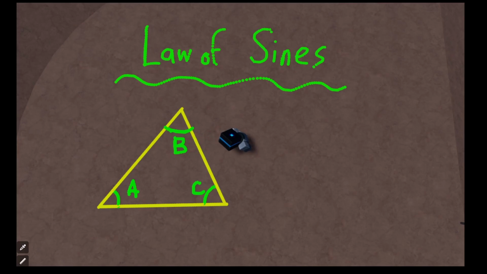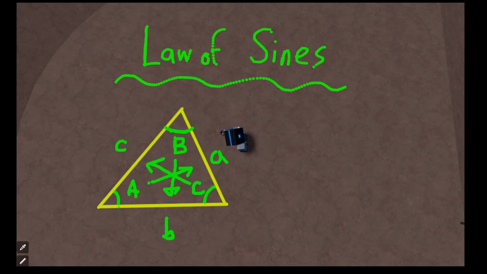Opposite of angle A, I'm going to label this side little a. Opposite of angle B, I'm going to call this side little b. I'm going to call this side opposite of angle C little c. So what does the law of sines say about all these sides and angles? Well, it's very simple. I'm going to write it down.